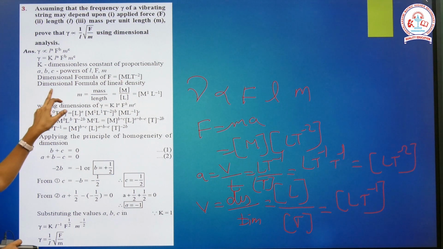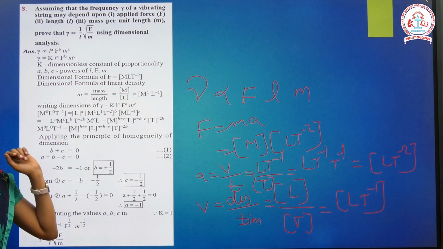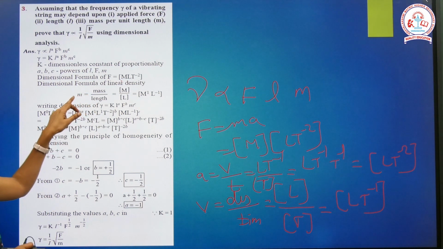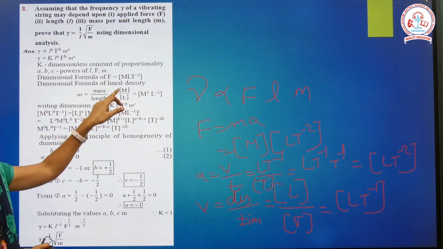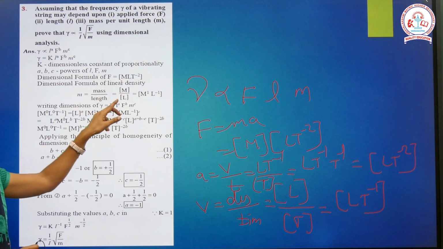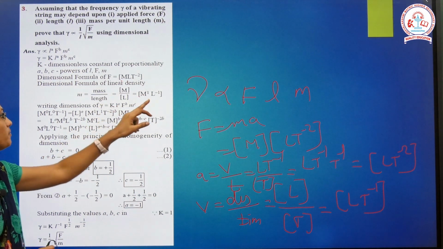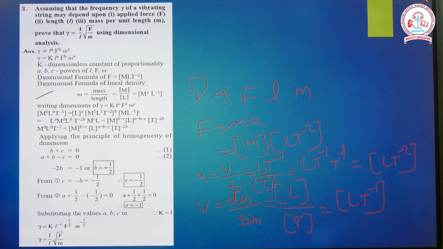And next thing, the dimensional formula for density. You know the formula for density, mass per length. So, we consider mass per length. The dimensional formula for mass is M and for length is L. So, we write M power 1 and L power minus 1. So, this is the second one, the dimensional formula for density.